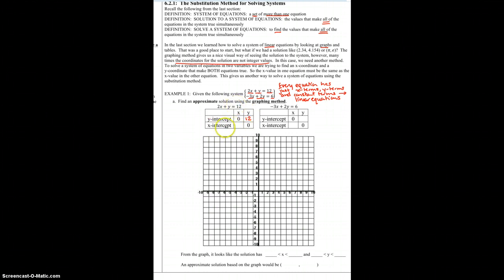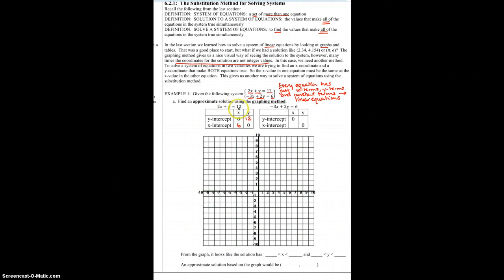Now to find the x-intercept, we want to find the value of x when all the other variables are 0. So if we plug in y equals 0, we're going to get 2 times x equals 12. And 2 times what number gives us 12 would be 6. So again, if we plug this in, we get 2 times 6 is 12 plus 0, which is 12.